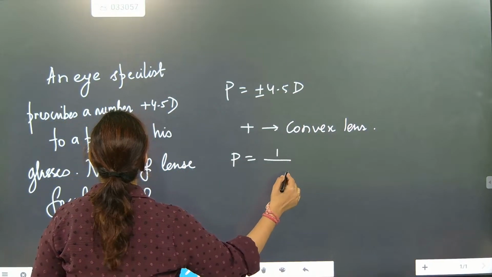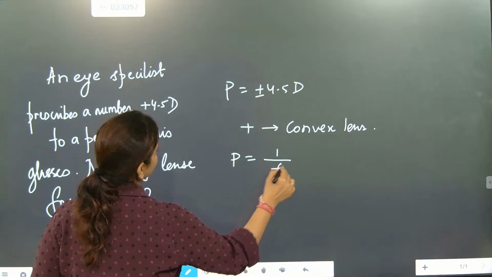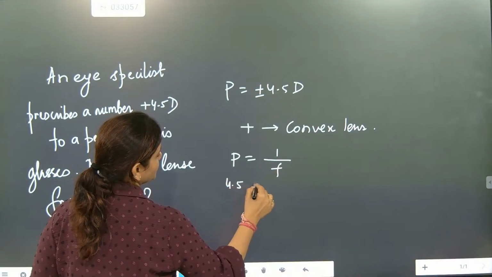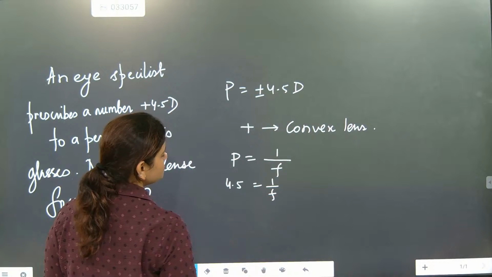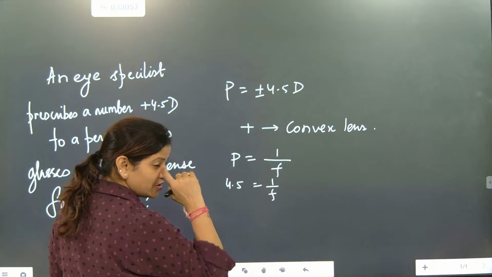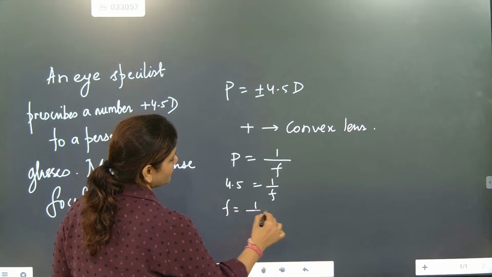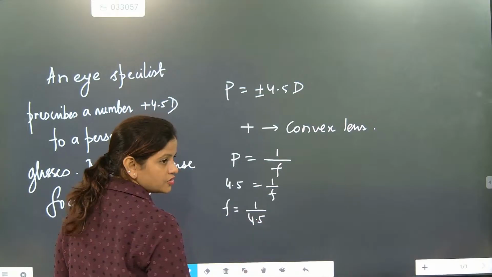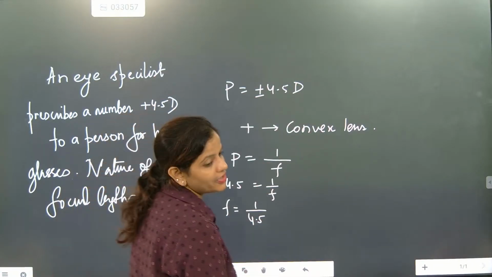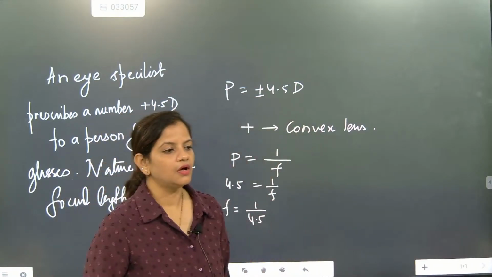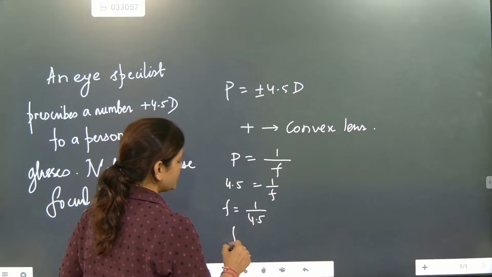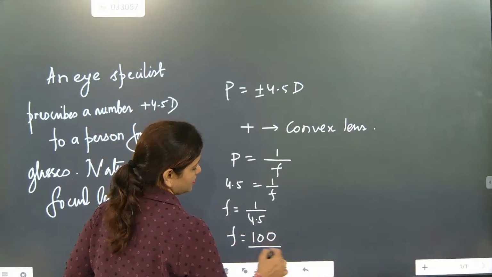Power 4.5 diopter is equal to 1 by f. It is in meter, so we will convert it. f is equal to 1 by 4.5. Understood? So 1 by 4.5, we are going to multiply by 100, and it will become centimeter.